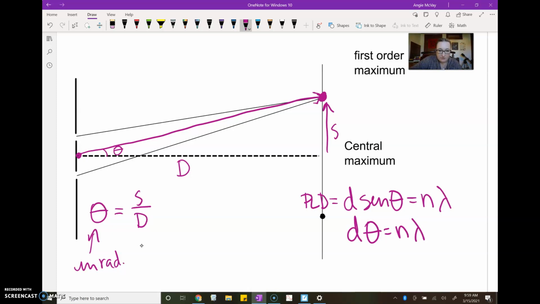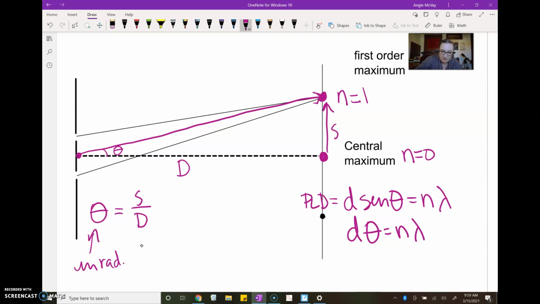Okay, so the central maximum right here, there is no difference in path length. So the central maximum is considered n equals 0. The first order maximum, the first bright spot on either side of that central maximum, is considered n equals 1, right? There's a 1 wavelength difference in the path length between the two waves that are converging there, all right?